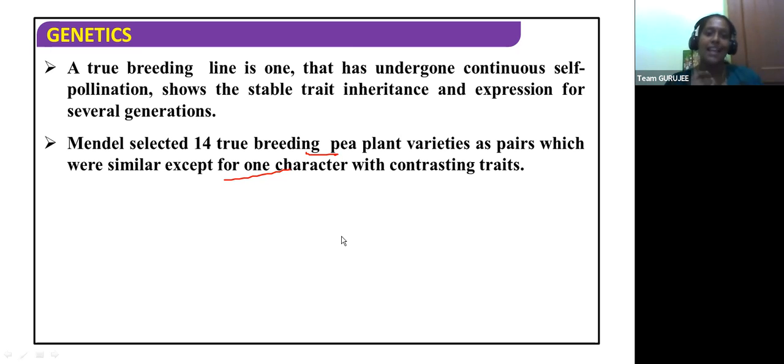Yes, now we are going to look into one monohybrid cross, children. This is called a monohybrid cross, where we studied already that there are 7 contrasting characters. So here Mendel has chosen 14 true breeding plants, which are having all the characters the same except for one character, which is going to be different in the two plants. Okay, so we'll see what it is.